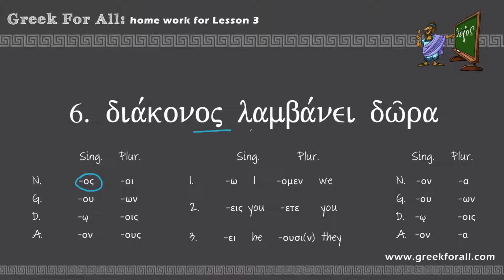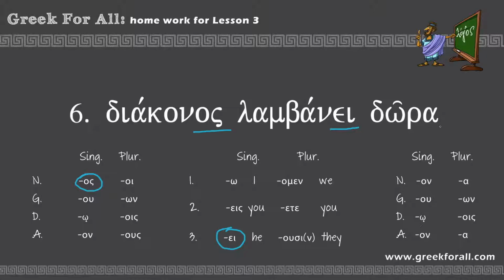And then we have the verb lambanei, which has the personal ending ei, and it sends us to the third person singular right here, with the meaning he, she, or it receives. And in our case, we have the subject expressed in our example, so we don't need to use this hidden subject. We translate this as a servant receives. And then the final word is dora.